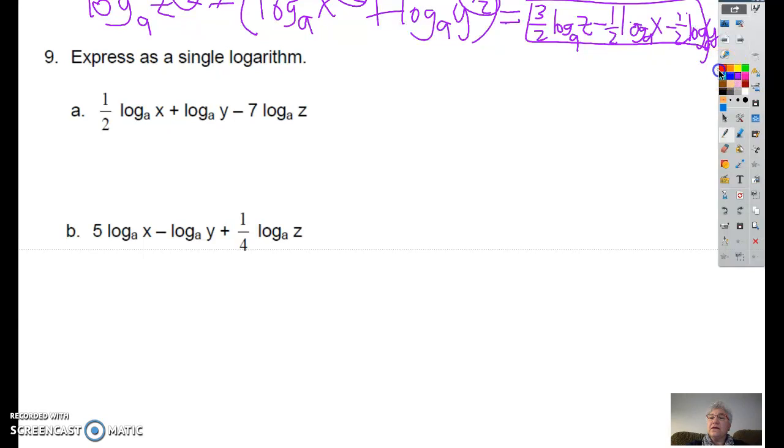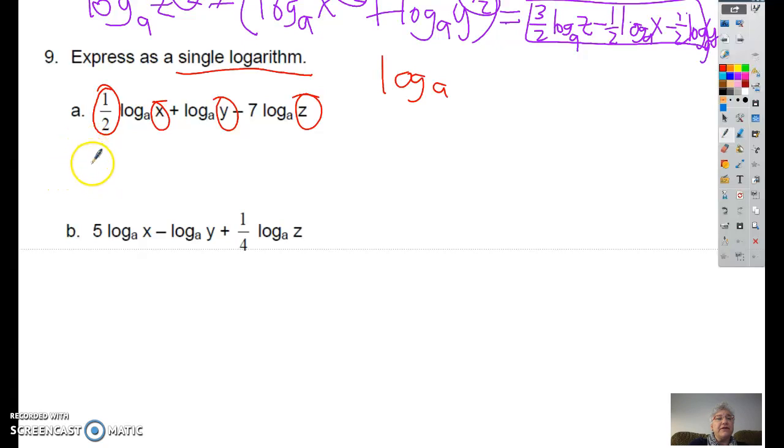9a. Okay, this one looks pretty complicated. A single logarithm means I'm going to have an answer that has log base a in the front and all of the exponents and arguments are going to be expressed contracted rather than expanded. So let's start by simplifying before we convert into a single logarithm.